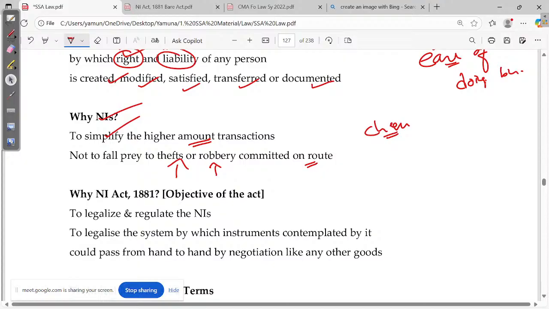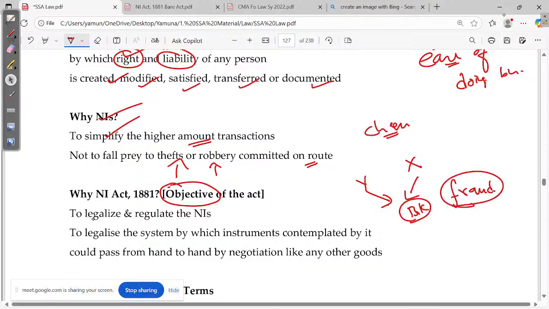What's the objective of the Act? See, as I was telling, X will be presenting a bill of exchange to the banker. Is this a fraud transaction? No, it's being legalized. The objective is to legalize and regulate the system by which instruments, as contemplated by it, would pass from hand to hand by negotiation. Please highlight this word, negotiation.